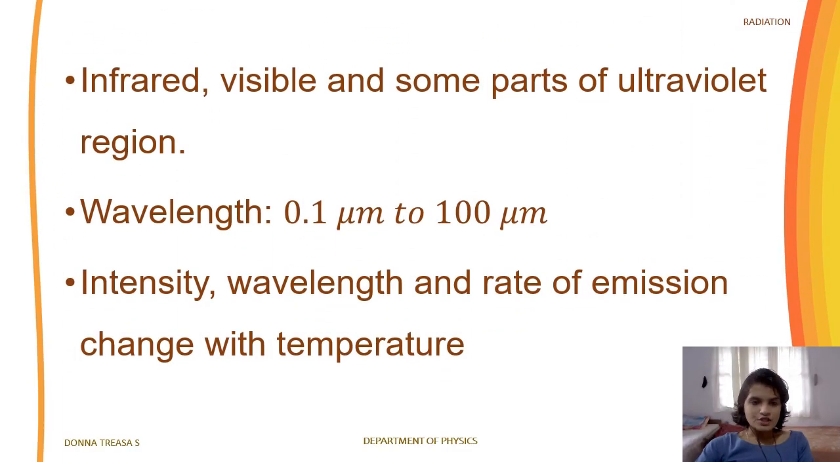Regarding the spectral distribution of thermal radiation, it is within infrared, visible and some parts of ultraviolet region. To be more precise, its wavelength extends from 0.1 micrometer to 100 micrometer. One of the most important points is that thermal radiation varies with temperature, that is the intensity, wavelength and rate of emission changes with temperature.